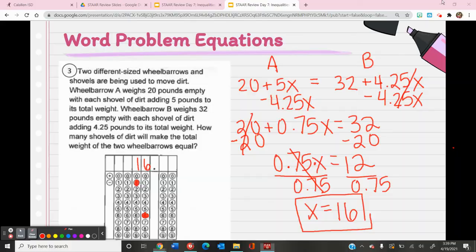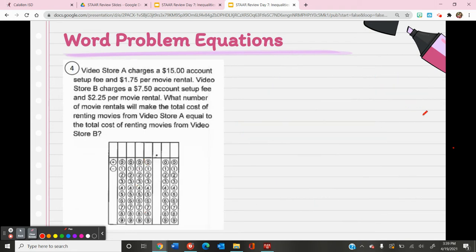So going back to our Google slide, for number 4, it says Video Store A charges a $15 account setup fee and $1.75 per movie rental. Video Store B charges a $7.50 account setup fee and $2.25 per movie rental. What number of movie rentals will make the total cost of renting movies from Video Store A equal to the total cost of renting movies from Video Store B?